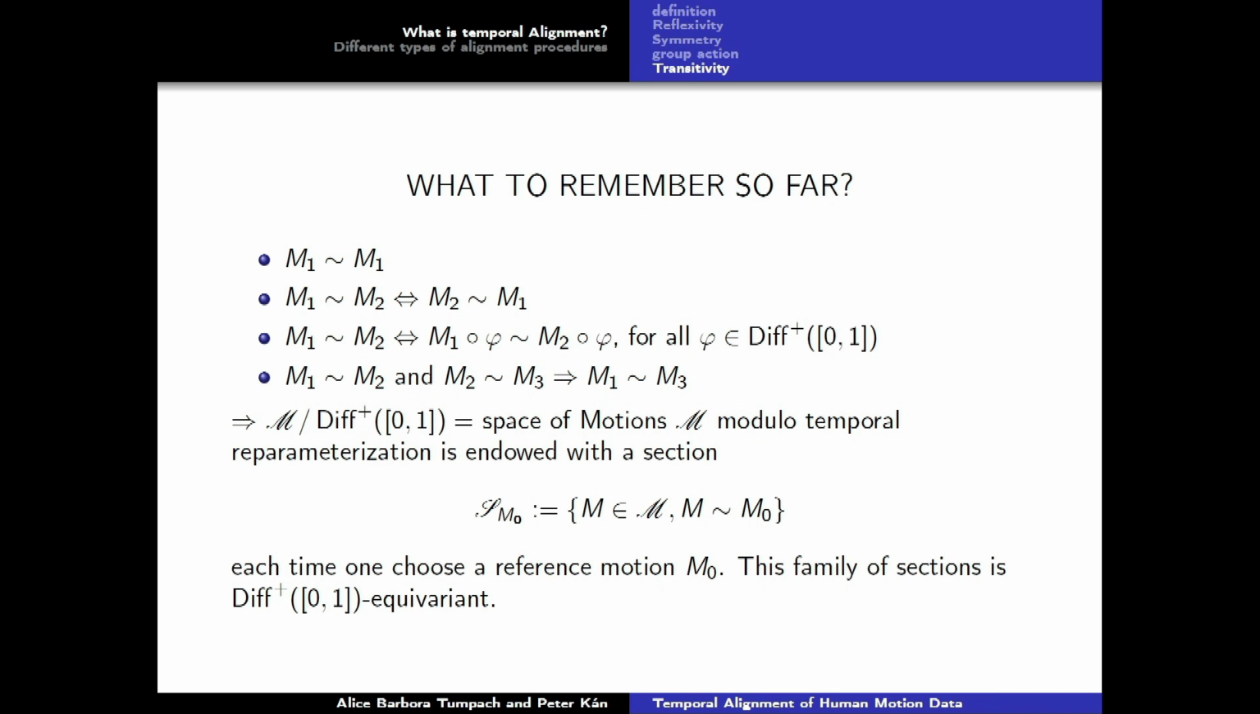So there is a mathematical notion behind this, and it turns out that there is a geometrical picture, and so there is a notion of fiber bundle behind this. Actually, finding a temporal alignment procedure is exactly defining a slice for this fiber bundle, given by the action of the group of reparameterizations.